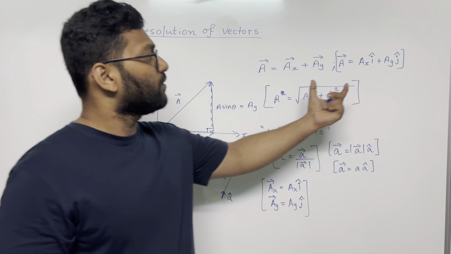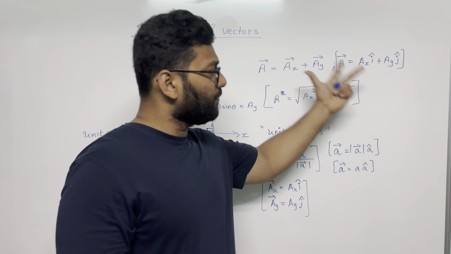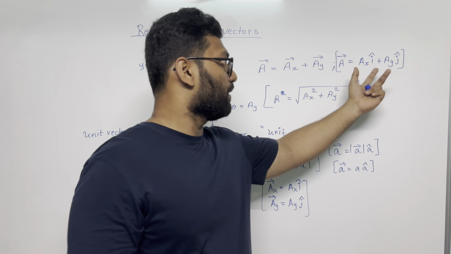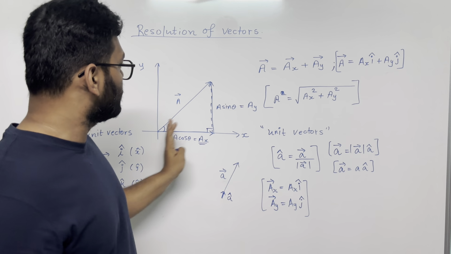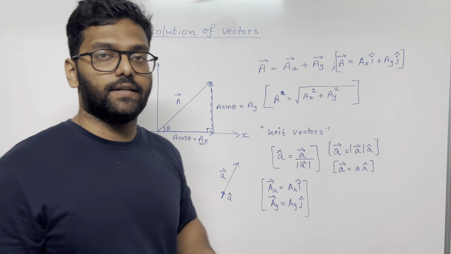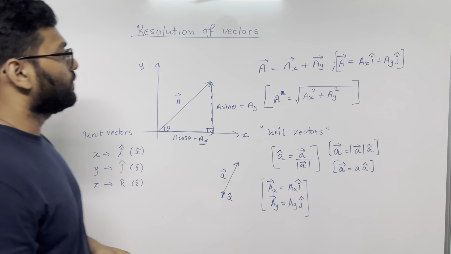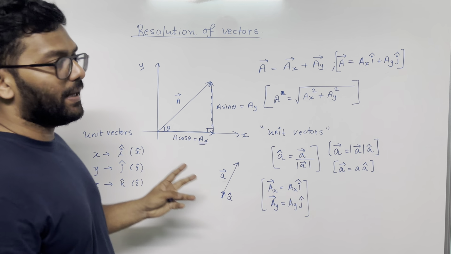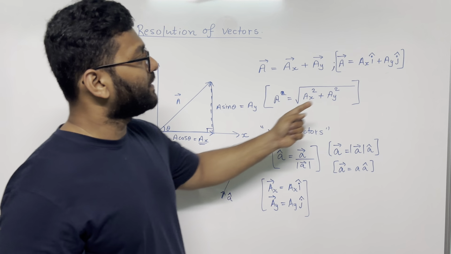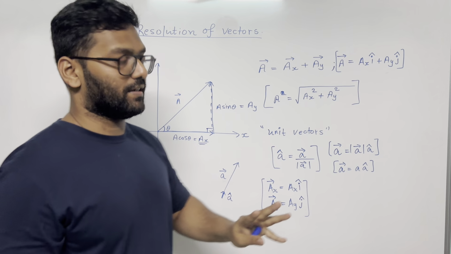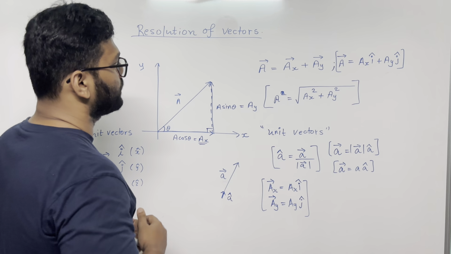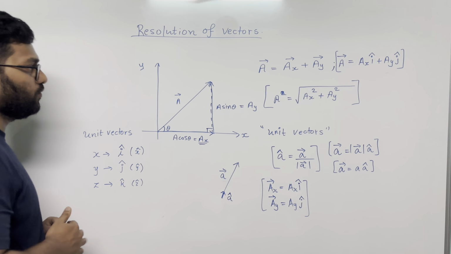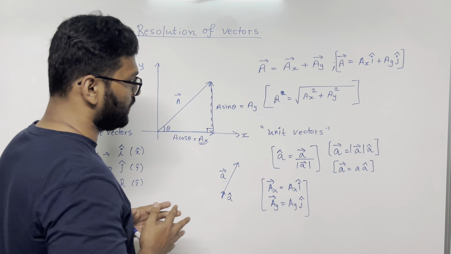So this is the resolution of vector, writing any vector in terms of i cap and j cap, which are perpendicular to each other. So i cap is like this, j cap is like this, both of them are perpendicular to each other. So now any vector which is in two dimensions can be written in terms of i cap and j cap. Any vector, okay? Now this does not end here.